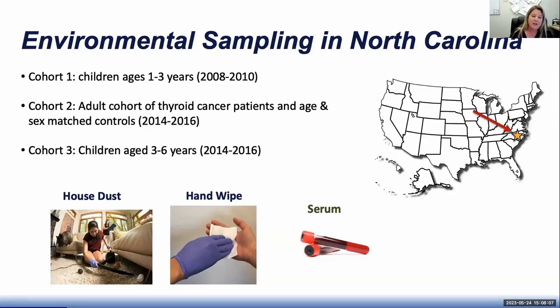So this includes vacuuming the home. Our research team actually vacuums the home to collect dust as a measure of what's coming off products in the home. We collect personal measures of exposure, which might be hand wipes. Later we'll talk about wristbands, but also measurements of internal dose. So in this case, serum samples.